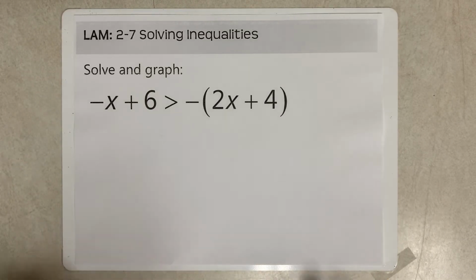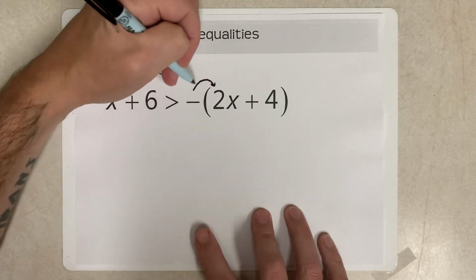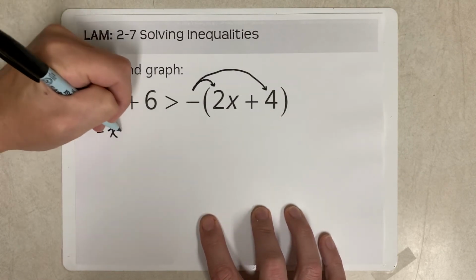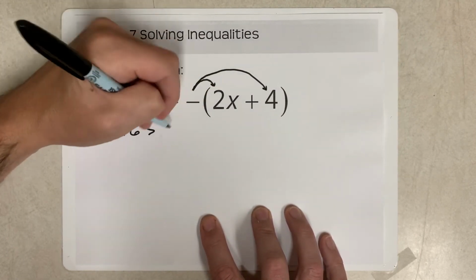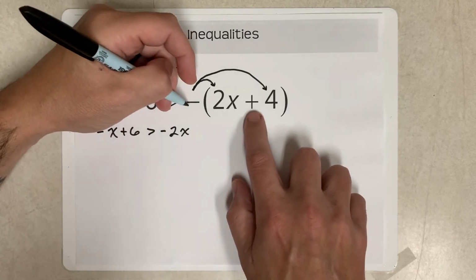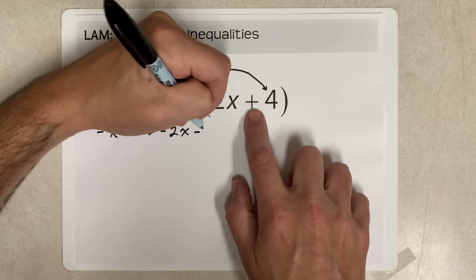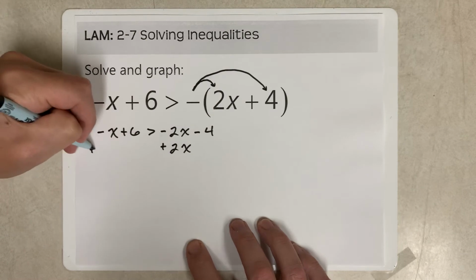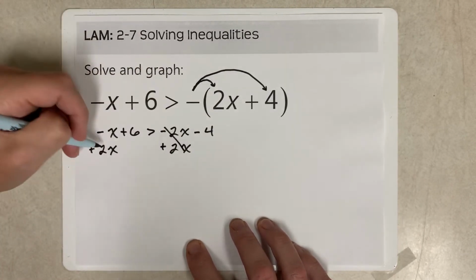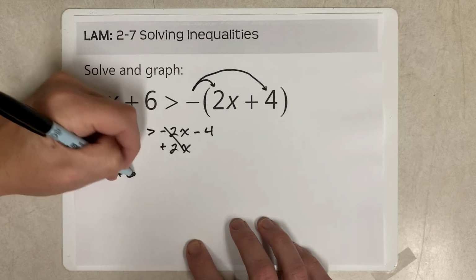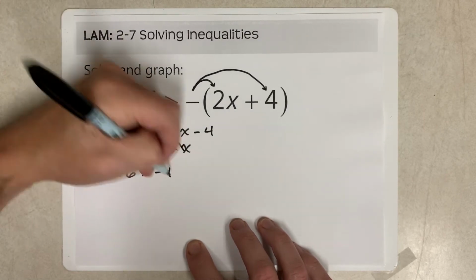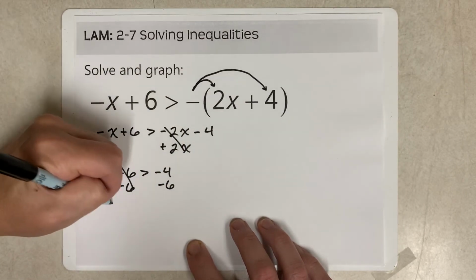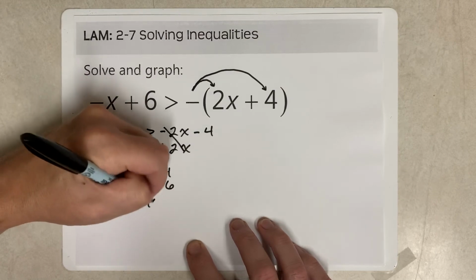All right, this time we need to distribute a negative to both of these. When you distribute a negative, all it does is change the sign of each item. Negative x plus 6 greater than negative 2x. And then negative and positive make negative when they're multiplied, so minus 4. So this time I'm going to add 2x to both sides. 2 and negative 1 make 1, plus 6, still greater than negative 4. I'm going to subtract 6, subtract 6. These guys cancel, and x is greater than negative 10.